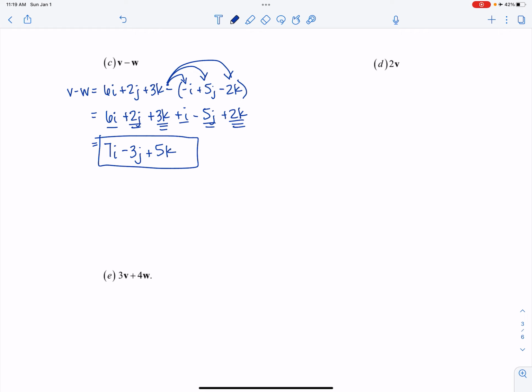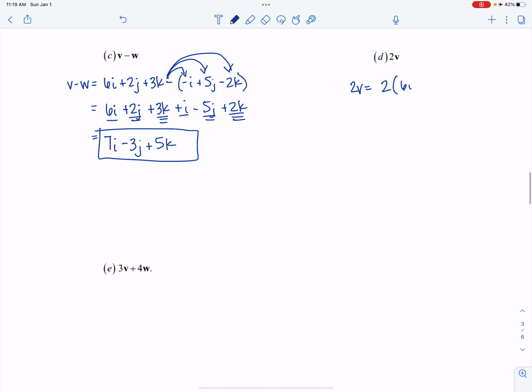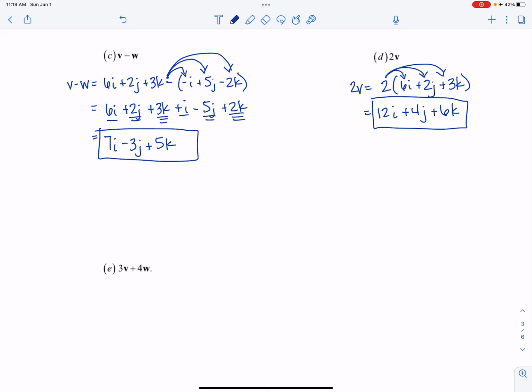D is 2 times v, so 2 times v was 6i plus 2j plus 3k. So let's distribute that 2. This is 12i plus 4j plus 6k. And that's it. If we doubled that vector, went twice as far, we would end up with 12i plus 4j plus 6k.